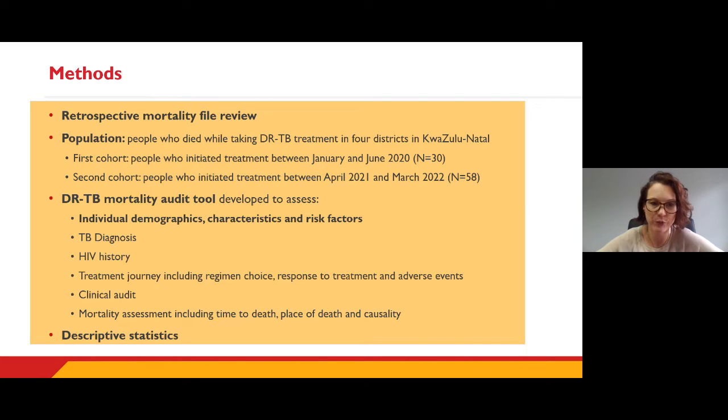and March 2022. In order to conduct a standardized file review, we developed a DRTB mortality audit tool, and that had several sections. The first was looking at individual demographics, characteristics and risk factors. The second was the history around their TB and TB diagnosis. The third was their HIV history. Then the treatment journey, including regimen choice, response to treatment and adverse events. Then came the clinical audit, and finally the mortality assessment section. We conducted descriptive statistics on our findings.